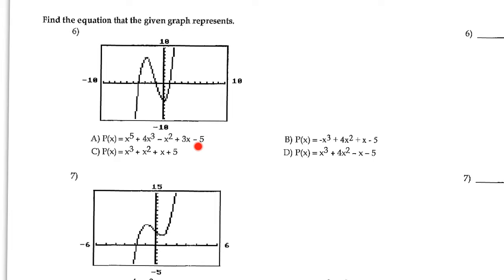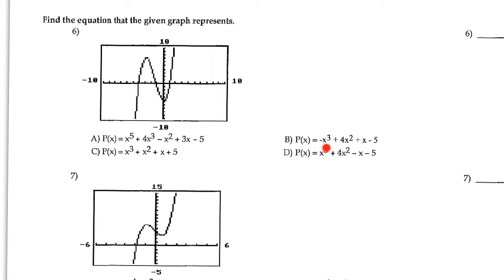-5 is the y-intercept, and I know that because if you let x be 0, that would be 0, that would be 0, that would be 0, and all these zeros added or subtracted from each other would be 0. Then -5 would be -5. So we would know that the y-intercept is at -5. So this is a possibility for this graph. Let's go eliminate some others.